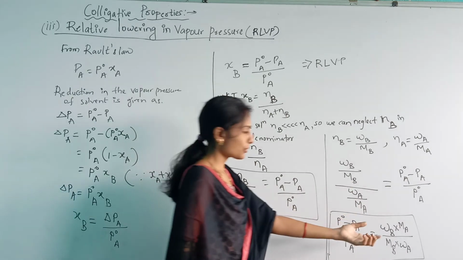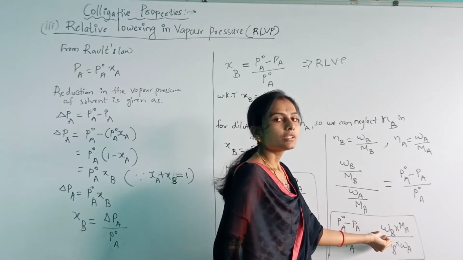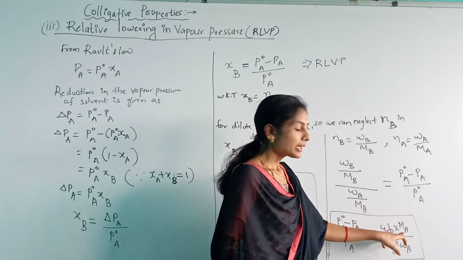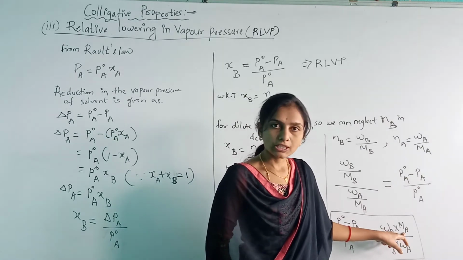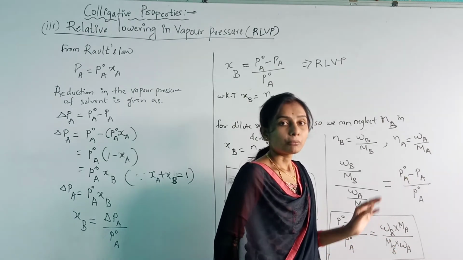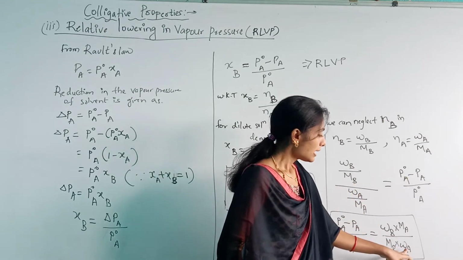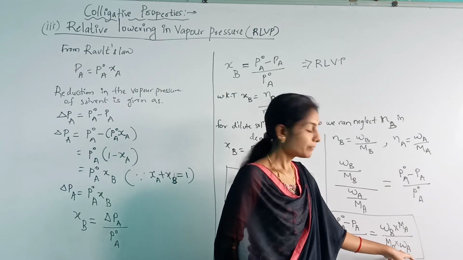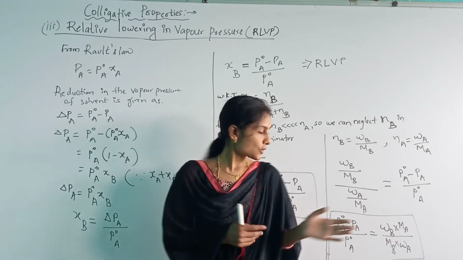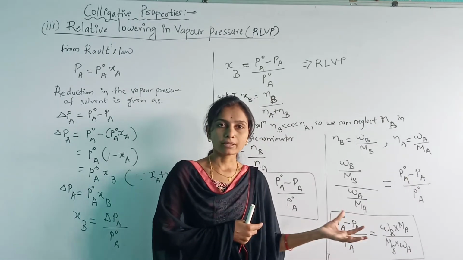It is the ratio of weight of solute. WB refers to weight of solute taken. MA refers to molecular weight of solvent. MB refers to molecular weight of solute, and WA refers to weight of solvent taken. So this was about the relative lowering in vapor pressure.